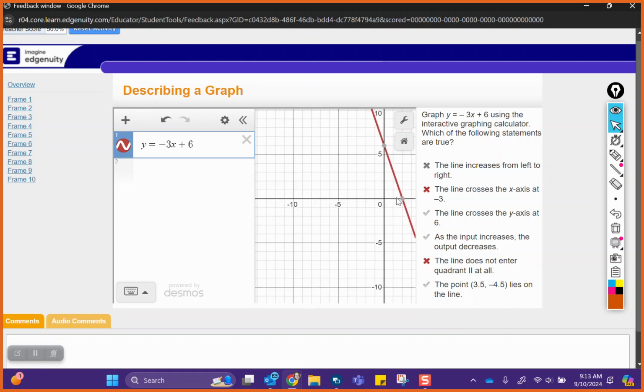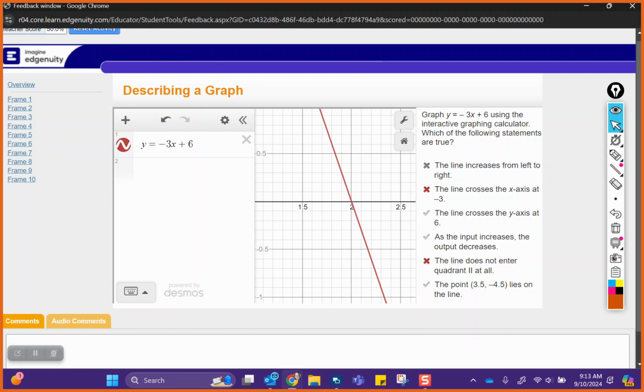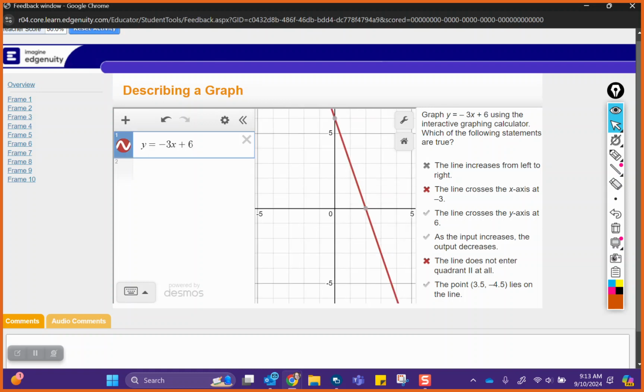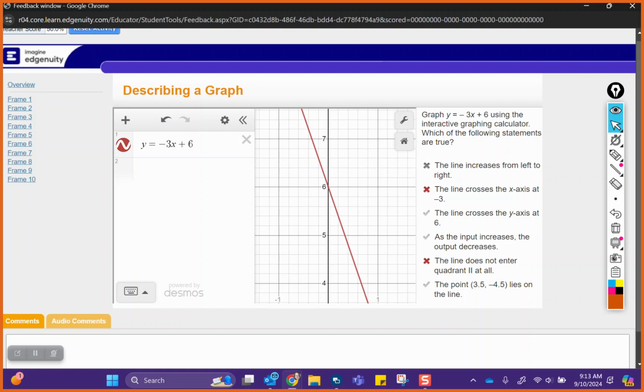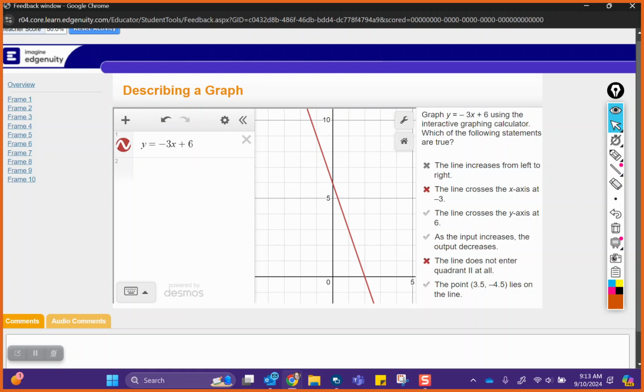The line crosses the x-axis at negative 3. So when I zoom in here, there's the x-axis. It's actually crossing it too, so we should have not picked that one. The line crosses the y-axis. That's the up and down line, so let's zoom in there at 6. Yes, that is true.